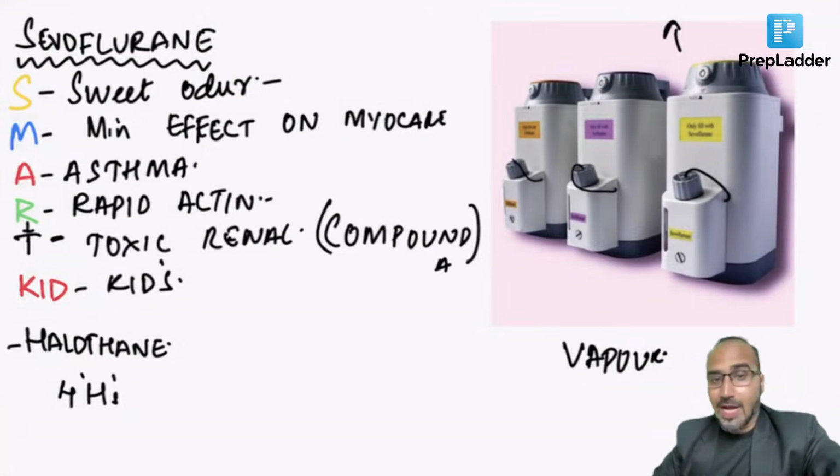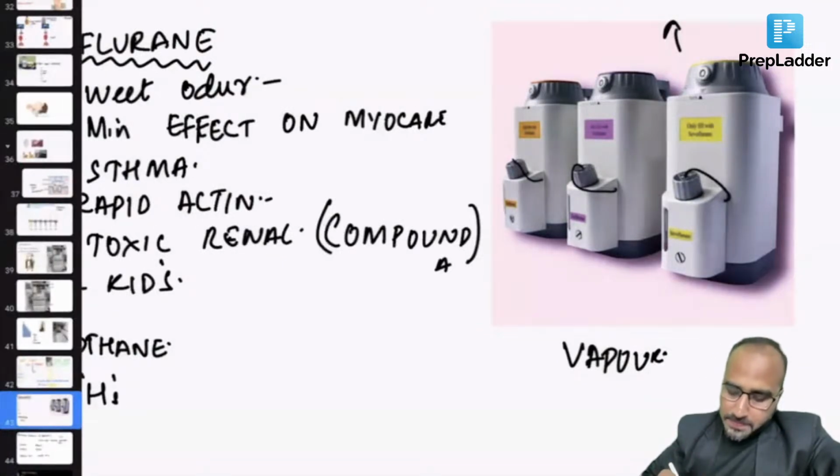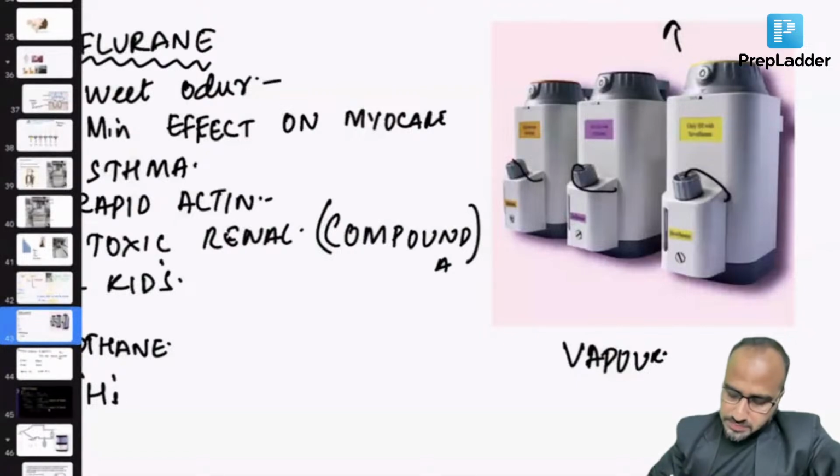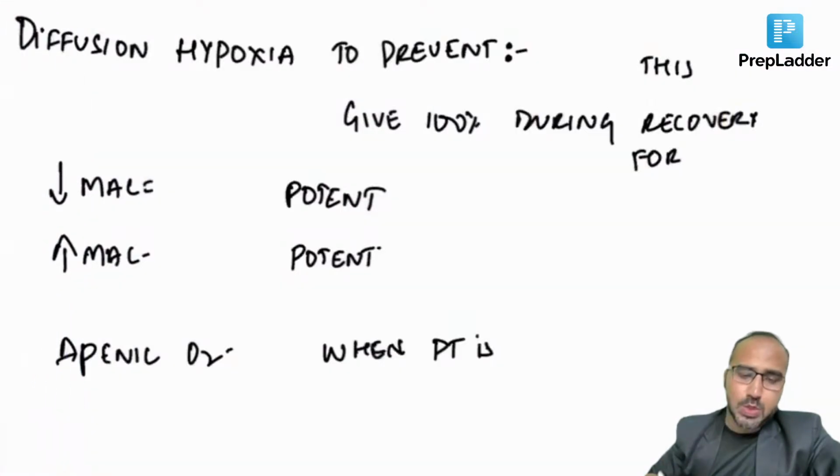Now, next is halothane, which you have to remember. The 4 heads of halothane we have already discussed in the LRR. I won't be discussing it again; just go through the LRR and you will come to know. Now, there are a few things that we need to discuss.